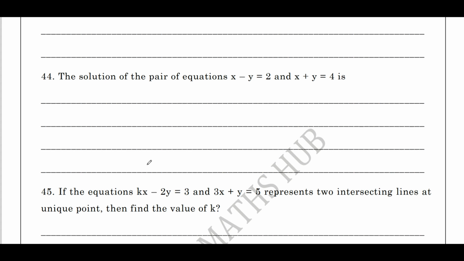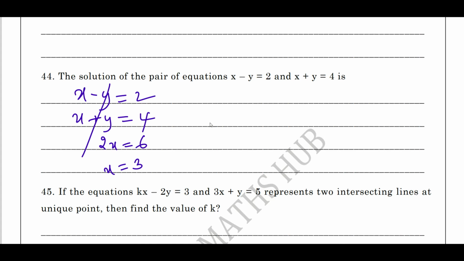The solution of the pair of linear equations by using elimination method, x minus y equals 2 and x plus y equals 4. Adding equation 1 and 2, we get plus y minus y cancel, 2x equals 6, x equals 3. Now substitute x equals 3 in this equation. 3 plus y equals 4, y equals 4 minus 3, y equals 1.